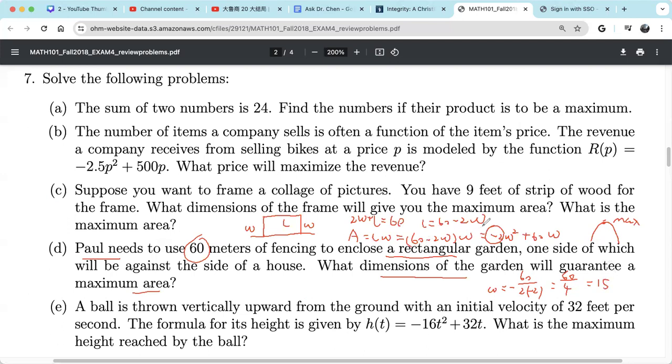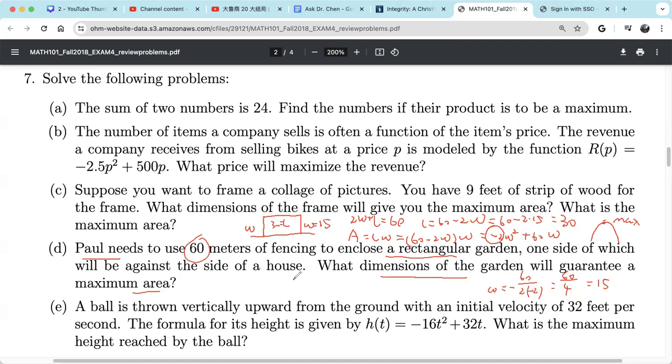So if W equals 15, L here equals 60 minus 2 times 15. 2 times 15 is 30. 60 minus 30 is 30. So the length is 30. The width is 15. We'll make the maximum area.